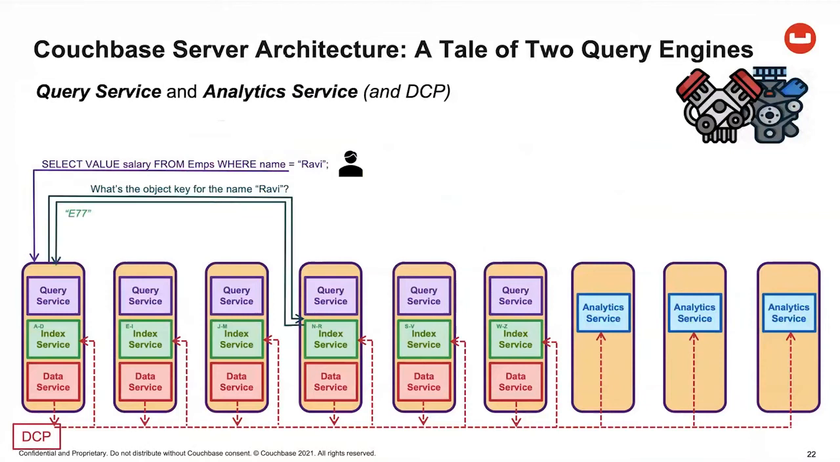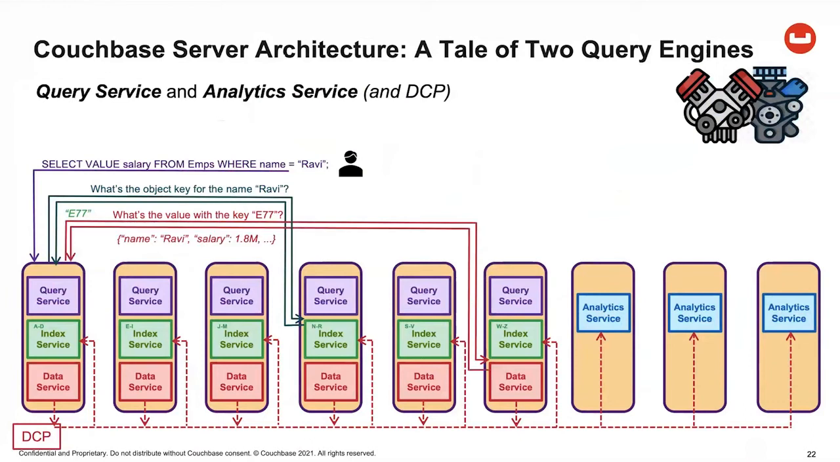And then given that object key, the query service asks a quick question of the data service saying, hey, can I please have the object with this key? And the data service says, sure enough. And then back comes that object, and the query service can then answer the question, right? So Robbie makes 1.8 million. I'm sure that's a low estimate of what he makes, right? But what you notice is it's a point-to-point, very fast, very efficient execution of that simple request.